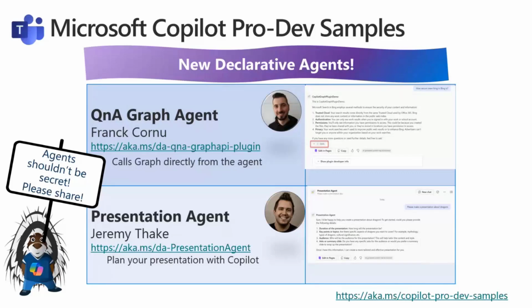Also, Jeremy Thake is back again this week. He's been busy, and he made a really cool declarative agent that helps you plan your presentation. So you tell it what you want, who the audience is, and it basically outlines the whole thing for you. So please check those out at Copilot Pro Dev Samples. There's a link at the bottom of the screen. And back to you, David.